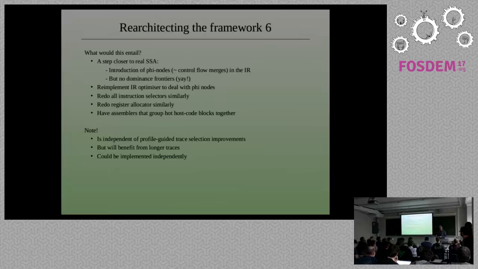This phi node is the SSA notation for dealing with values that flow together because of, in a control flow graph. So then we would have to redo the IR optimizer for that. We'd have to redo the instruction selectors, and then we'd have to mess around with the assemblers so that we place all the hot blocks together at the start of the translation and all the cold blocks further down. The kind of games that GCC does with code layout at the moment.